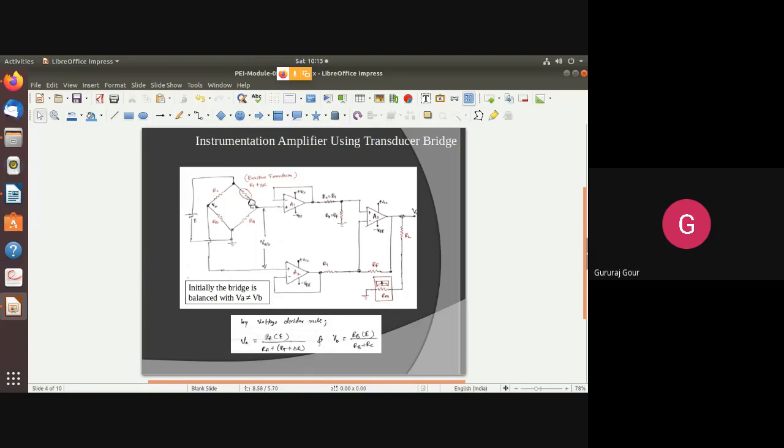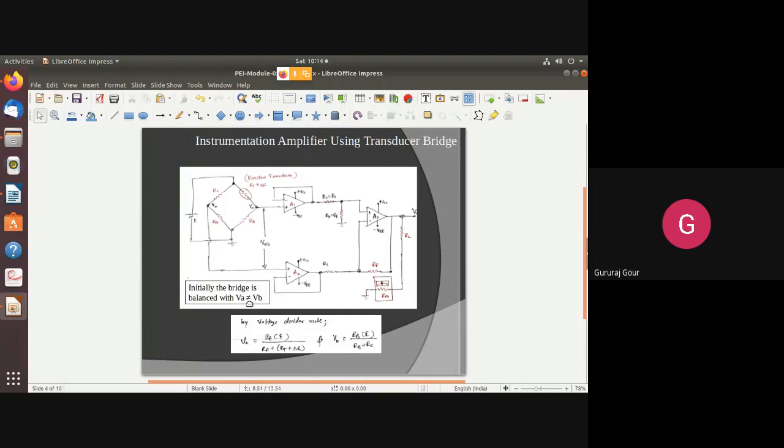But the transducer is there in this second R, so this one is going to vary. It may be temperature or weight or pressure or force or whatever. Accordingly, its resistance is going to increase or decrease by an amount of delta R. Because of that, the voltage across RA is also going to vary, because the total current is going to vary. Hence, the variation in the current also varies the voltage drop across RA.